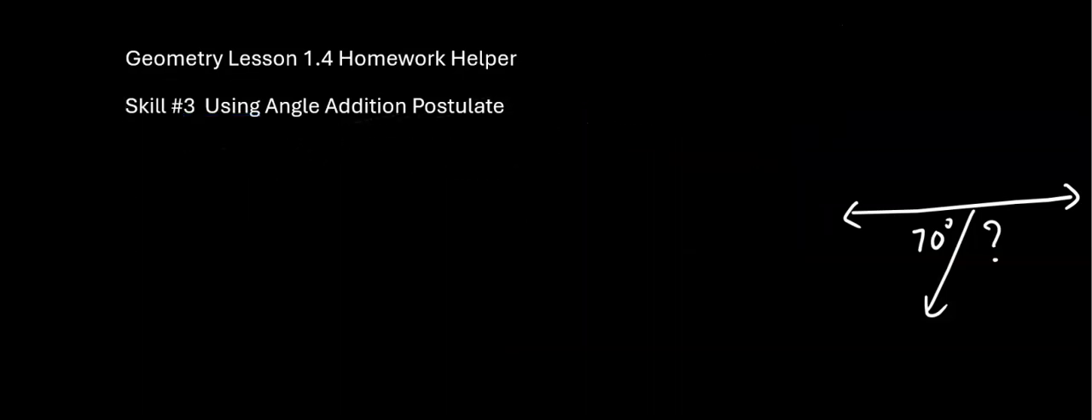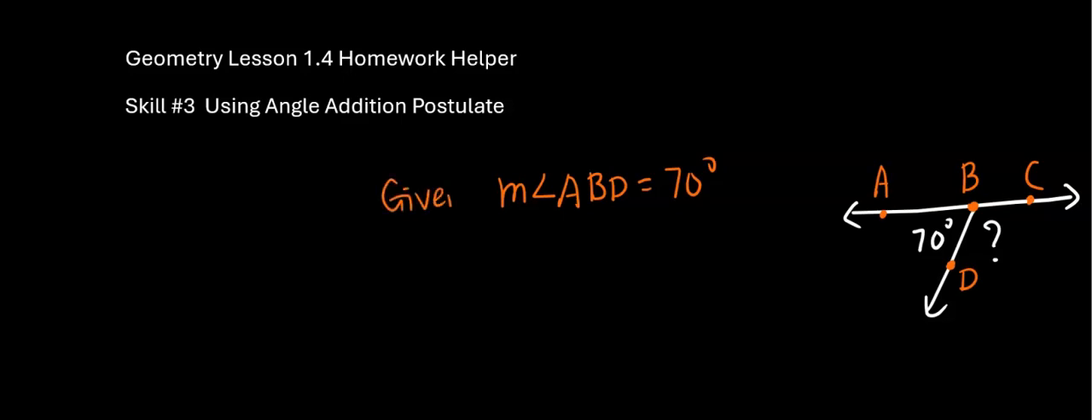We have an angle. Let us go ahead and name it so it would be easier for us to say it aloud. This is point A, this is point B, this is point C, this is point D. Okay, we see angle ABD. Measure of angle ABD is 70 degrees. This is given to us. Given. It asks us, what is measure of angle CBD? Of course, you can say angle DBC.